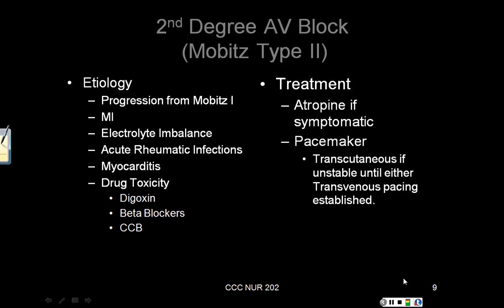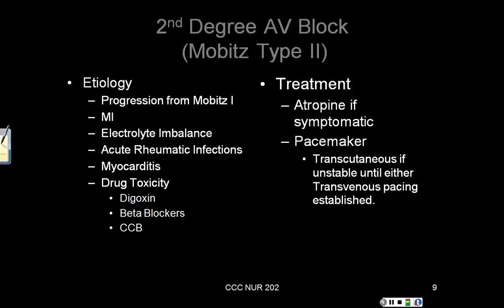Atropine, we can only give a total of 2 milligrams. That's 4 doses of atropine that can be given. This patient may require a pacemaker in an emergent situation. In this emergent situation, we can either use a transcutaneous pacemaker or we can use a transvenous pacemaker depending on the location of the patient.